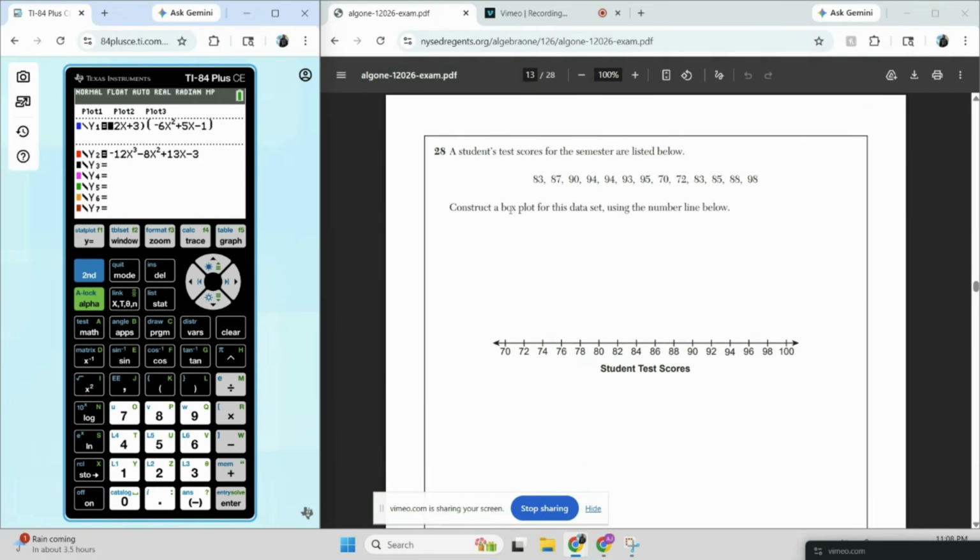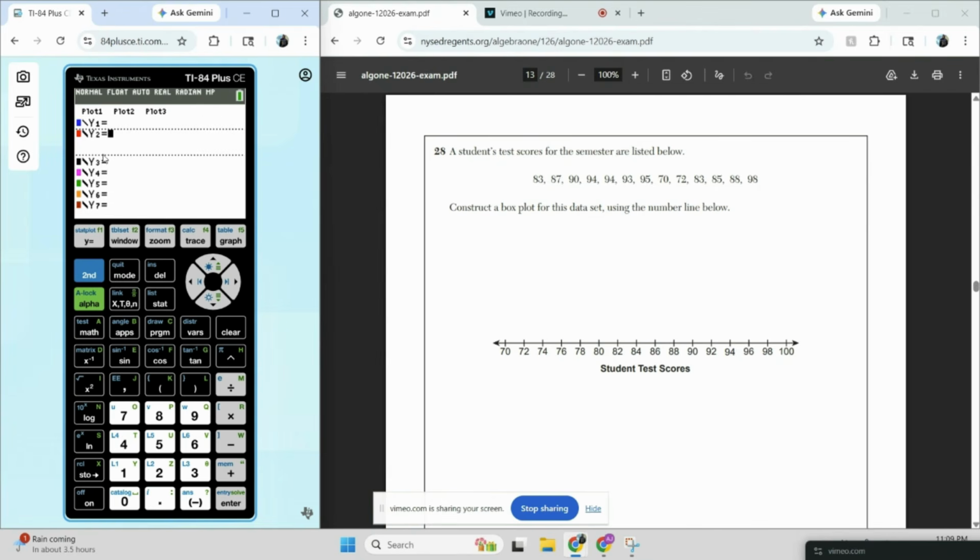Test scores as a box plot. Well, we're going to go into edit. We're going to go into a table. We'll put our values in. So 83, 87, 90, 94, 94, 93, 95, 70, 72, 83, 85, 88, 98. I'm going to count. I've got 13 values. If I look at my calculator, I have 13 values. I want a box plot.